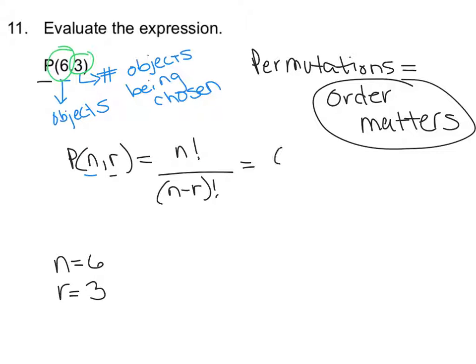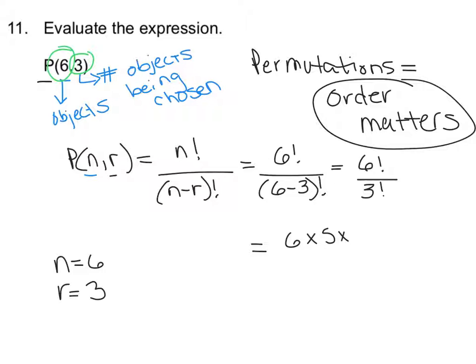So we have 6 factorial divided by 6 minus 3 factorial. And we'll do the subtraction in the parentheses first. So 6 minus 3 is 3, and this becomes 6 factorial divided by 3 factorial. Now, if we were to write this out, this is the same as 6 times 5 times 4 times 3 times 2 times 1 divided by 3 times 2 times 1.